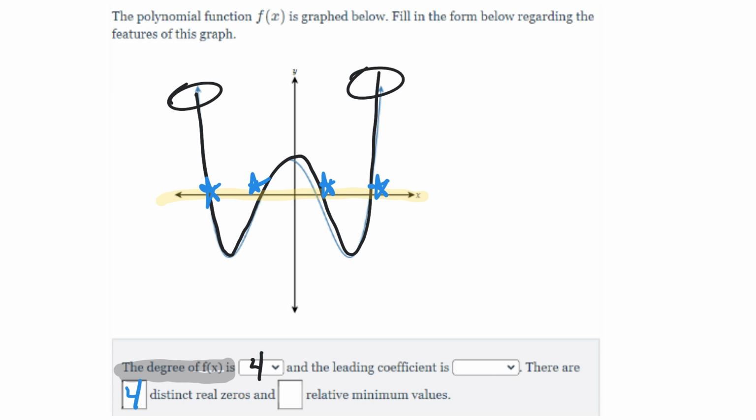And the last thing it asks us for are relative minimum values. You have maximum and minimum. Maximum are the peaks, minimum are the valleys. So in this case, we have a valley here and we have a valley here. So these are both relative minimum values. So we have 2 of those. We have 2 relative minimums, and we have 1 relative maximum there, but they didn't ask us for that.